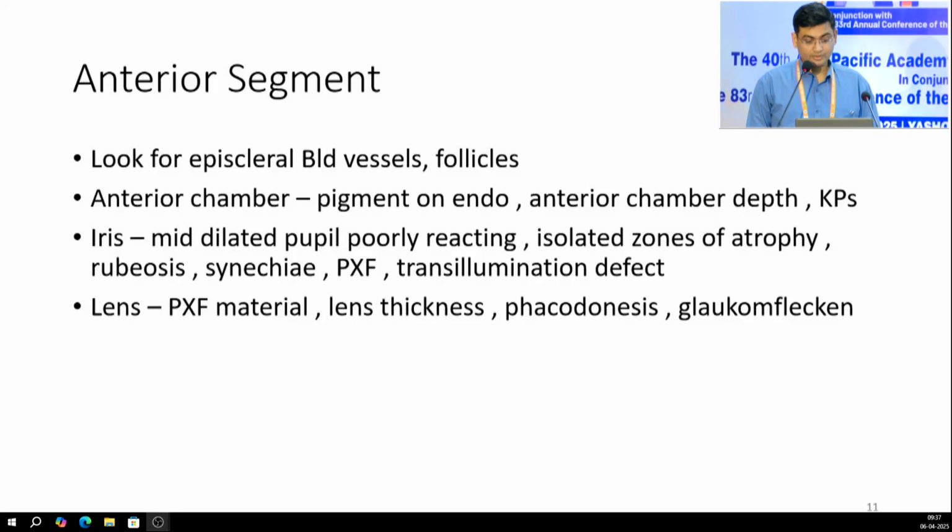So in the anterior segment, you will look for any episcleral blood vessels, any follicles. In the anterior chamber, look for pigments on the endothelium, KPs. And for the iris, look for any mid-dilated, poorly reacting pupil or isolated zones of patchy atrophy, rubeosis, synechiae, pseudoexfoliation, transillumination effect. These are the things you have to look for. And on the lens, you can look for pseudoexfoliation material, lens thickness, phacodonesis, and glaukomflecken.